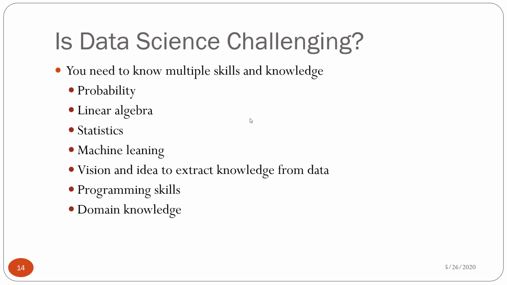What are these skills? To be a successful data scientist, you should have a decent background in probability. You should have a decent understanding of linear algebra. You should know statistics. You should also have some idea about machine learning algorithms. You should know how to visualize the data. You should have decent programming skills, and at the same time, you should have some domain knowledge as well.